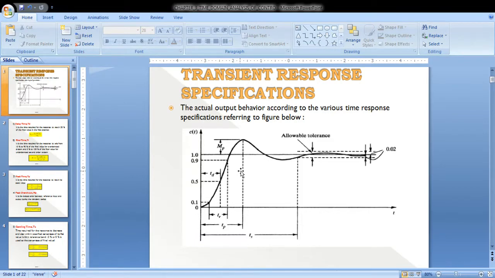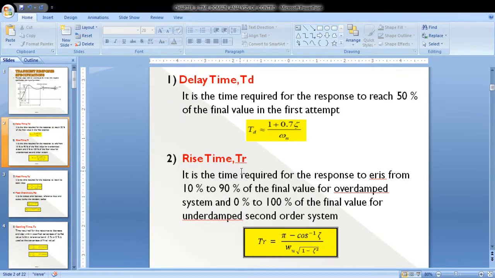If you want to calculate TR, we have to go with this equation: TR equal to (pi minus cos inverse zeta) divided by omega n root 1 minus zeta square, where cos inverse zeta is a value in terms of zeta, calculated in radians, and omega n root 1 minus zeta square is nothing but the damped frequency denoted with omega d.